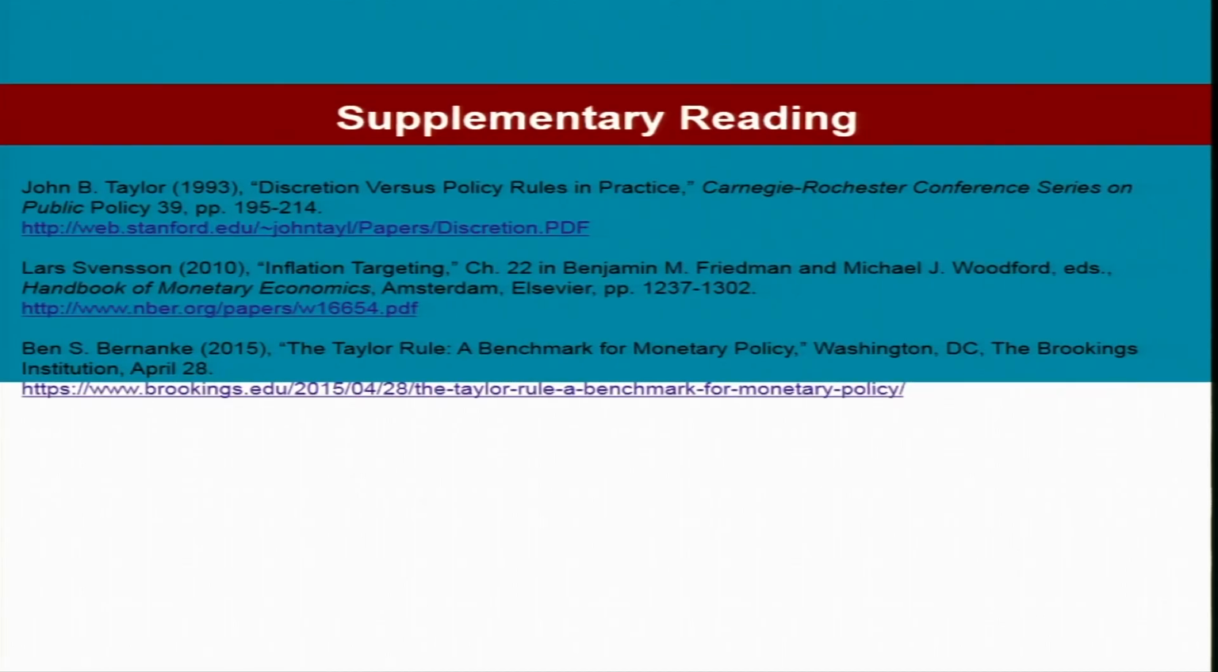I would suggest these reading materials for you to get more idea about what the Taylor rule is and what the counterarguments against the Taylor rule are.